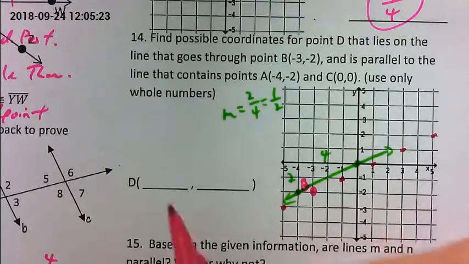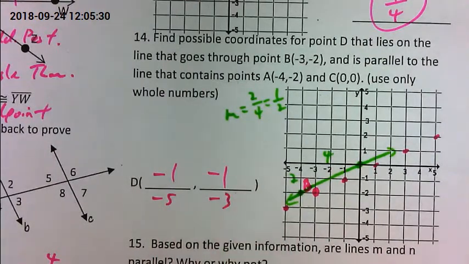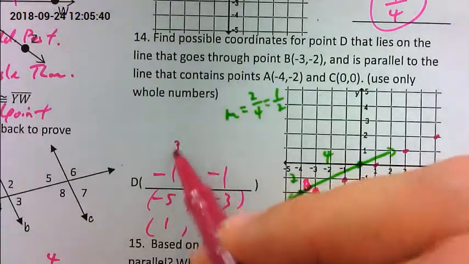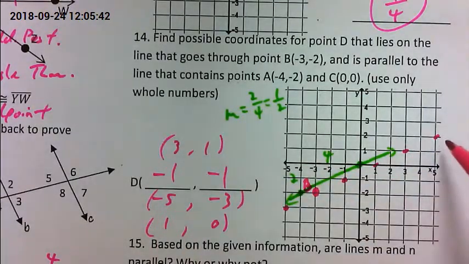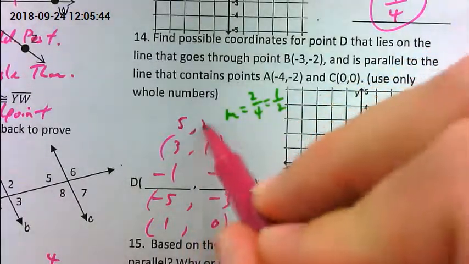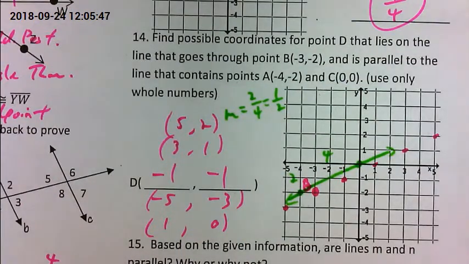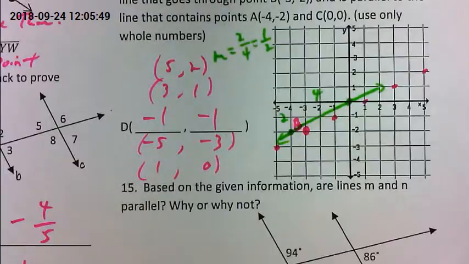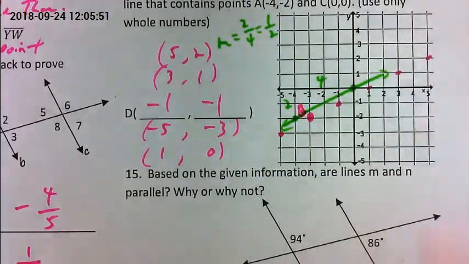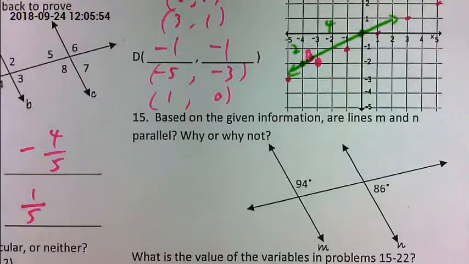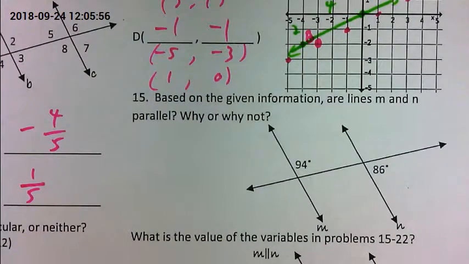So you could have the point -1, -1. We have this point at -5, -3. It only asks for 1, so you don't need all of these. We could have also had the point at 1, 0. We could have also had the point at 3, 1. Or the point at 5, 2. Any of those are acceptable. Right. So if it's not one of those points that you have, it's wrong. But there are lots of options there.